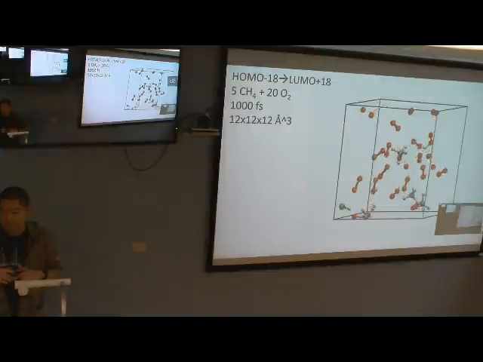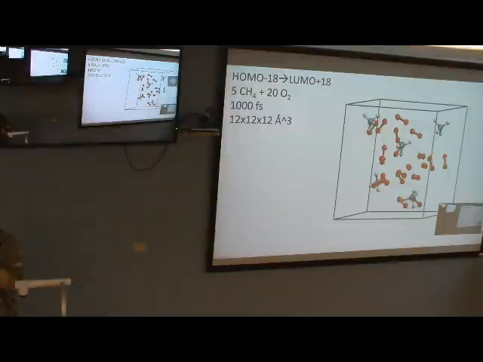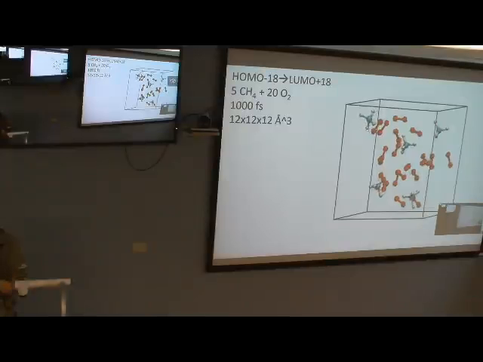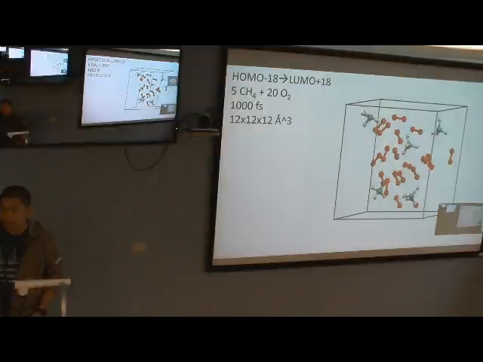So thermal will not work at all? Thermal will work, but at different temperatures, I guess, at much higher temperatures. And here what's the initial temperature? No temperature. So it's 0.